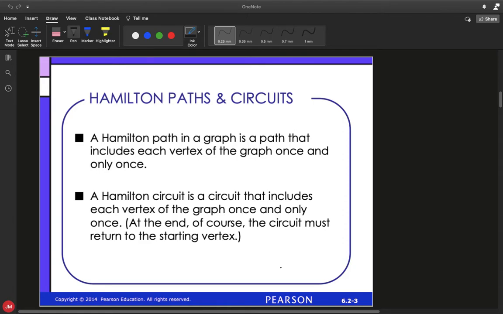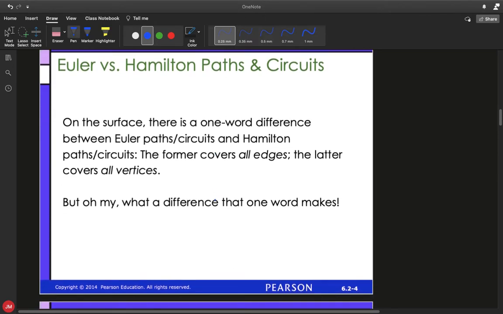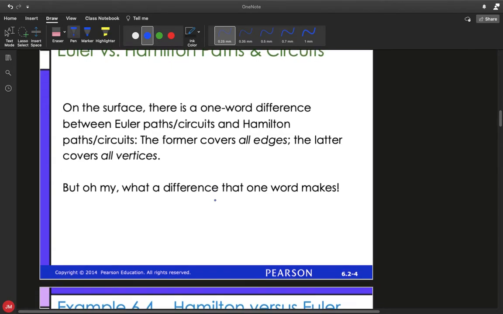So let's define what is a Hamilton path versus what is a Hamilton circuit. A Hamilton path is a path that includes each vertex of the graph once and only once. Whereas a Hamilton circuit is a circuit that includes each vertex of the graph once and only once. So obviously at the end, the circuit has to return to the starting vertex. You have to finish that loop in order for it to be a circuit. So on the surface level, the only difference is we're shifting from looking at edges to looking at all the vertices. But it's going to be a huge difference when we get into it.